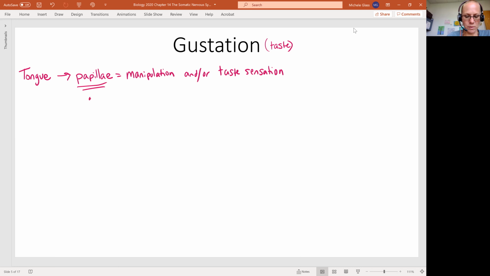So I'm going to start first with the filiform. This one is located on the tip of your tongue. And this one is more about friction or manipulation of food. So here I like to think this is what's letting me really scoop up that ice cream off of that ice cream cone and get that into my mouth. Then we can list our fungiform, which is going to do both food manipulation and taste sensation.